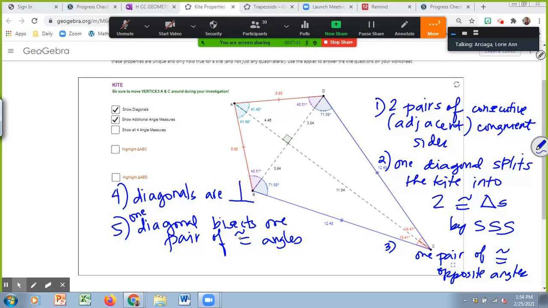So the diagonals of the quadrilaterals, especially for trapezoid and kite, are important because once we get to that chapter on areas, we will be using them to compute for areas.